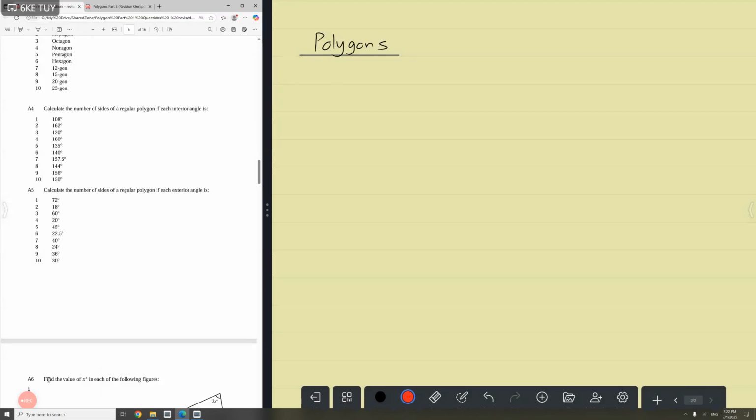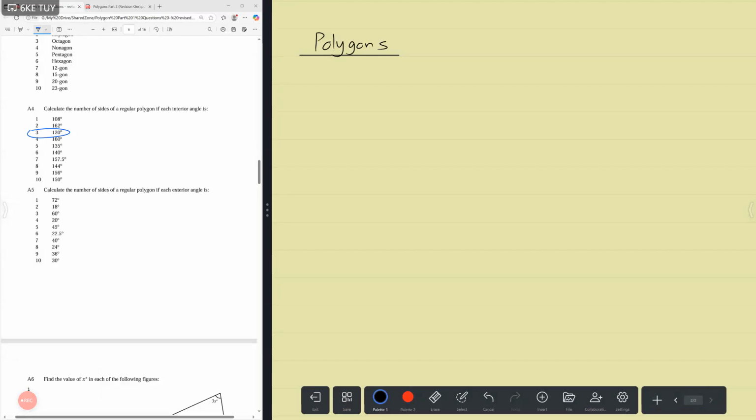Okay, so let's look at A4 here. Calculate the number of sides of a regular polygon if each interior angle is as follows. I'm going to pick one and I'm going to use 120. So if the interior angle equals 120 degrees, we need to find the number of sides.